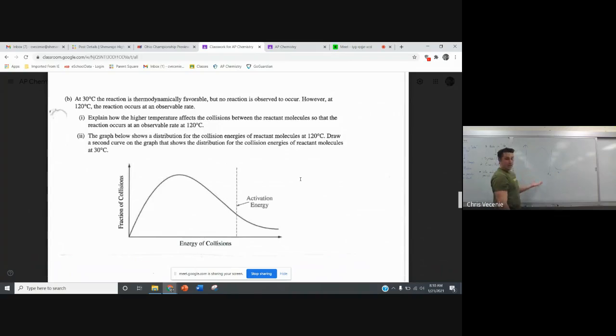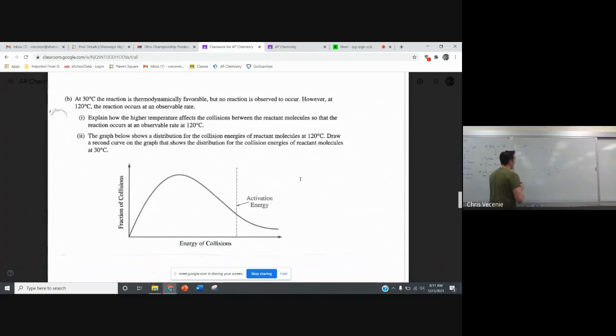So if I insert a catalyst, I slide the activation energy barrier back. I lower the activation energy, more of the curve is past it. So the number of molecules that have that criteria of being past the barrier increases. That's why things speed up. If I increase temp, I shift the curve to the right and down, and if I shift the curve to the right and down, more of the curve gets past the line. But this is saying the curve is at 120. They want to know what the curve looks like at 30. They're asking the reverse.